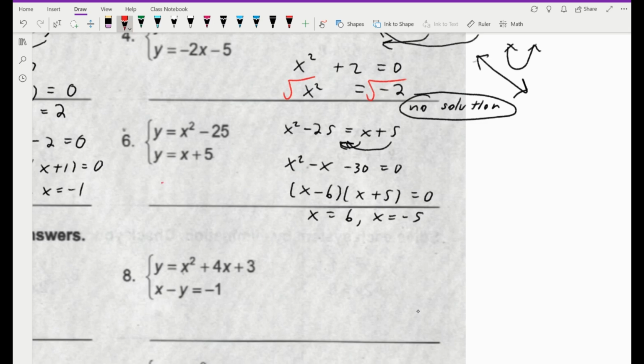So let's plug 6 back in. Plug in the 6 here first, we get 36 minus 25 is 11. Plug in 6 here, you will also get 11. Now let's plug in negative 5. Negative 5 here gives us 0, and a negative 5 here gives us 0. So those are the two solutions, 6, 11, and negative 5, 0.